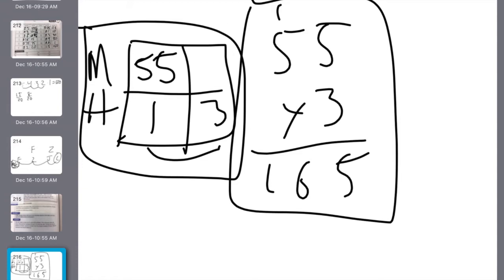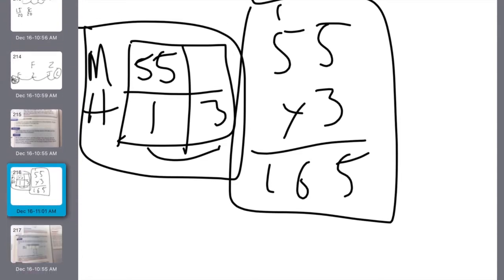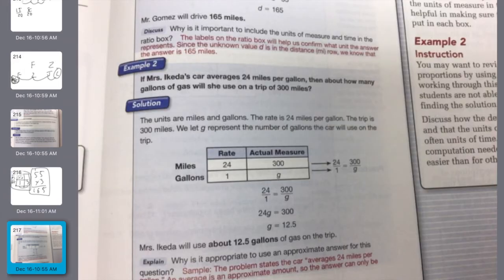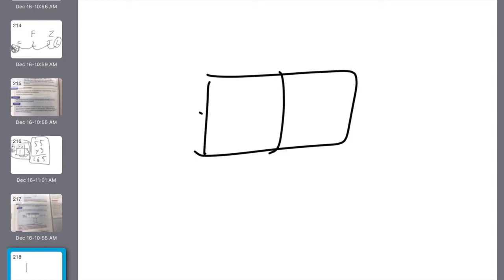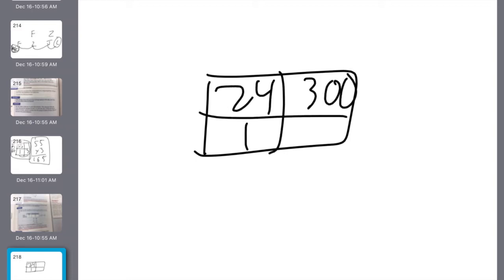This one is a new thing that we're working with: ratio boxes. It's another option for you guys that you can use. Example 2 says, Mrs. Aikida's car averages 24 miles per gallon. About how many gallons of gas could she use for a 300 mile trip? So you can see the box they put up there, guys. It's just, if I'm going 24 miles in 1 gallon, how many gallons is it going to take to get 300?